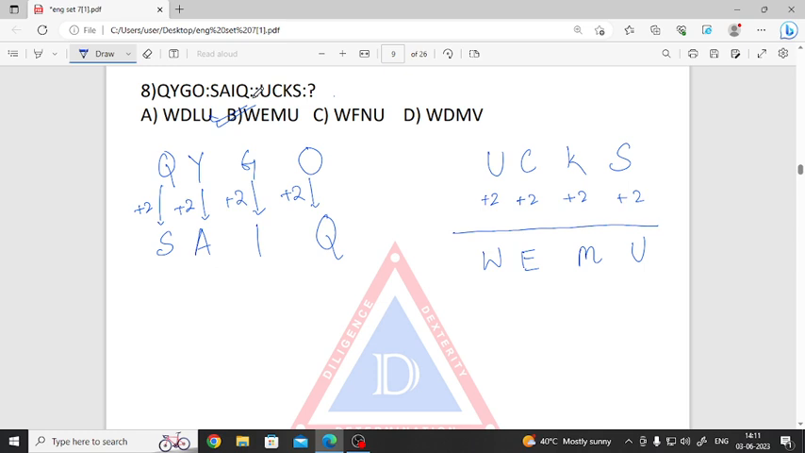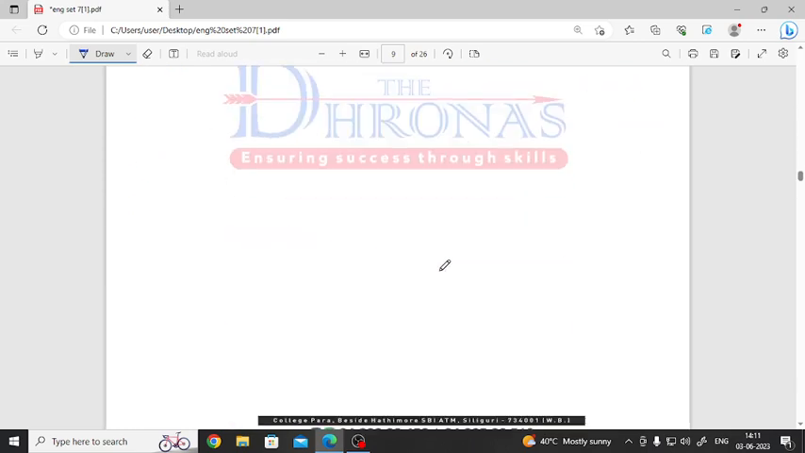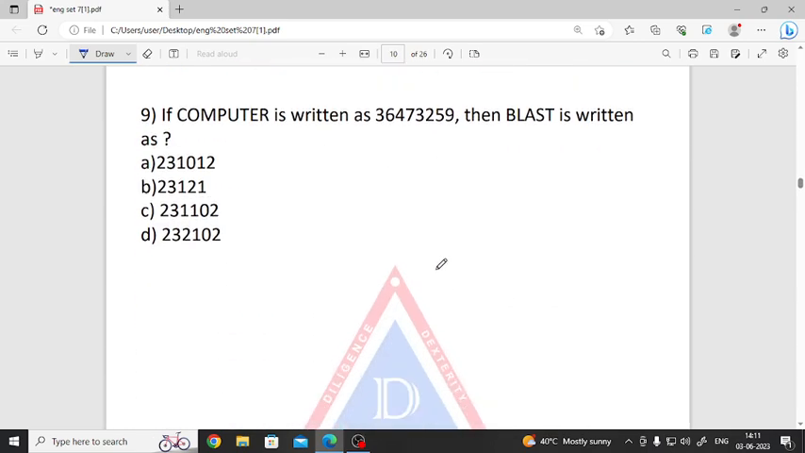Okay, next is coded language. What is given? C O M P U T E R, computer. How is it written? 3 6 4 7 3 2 5 9.